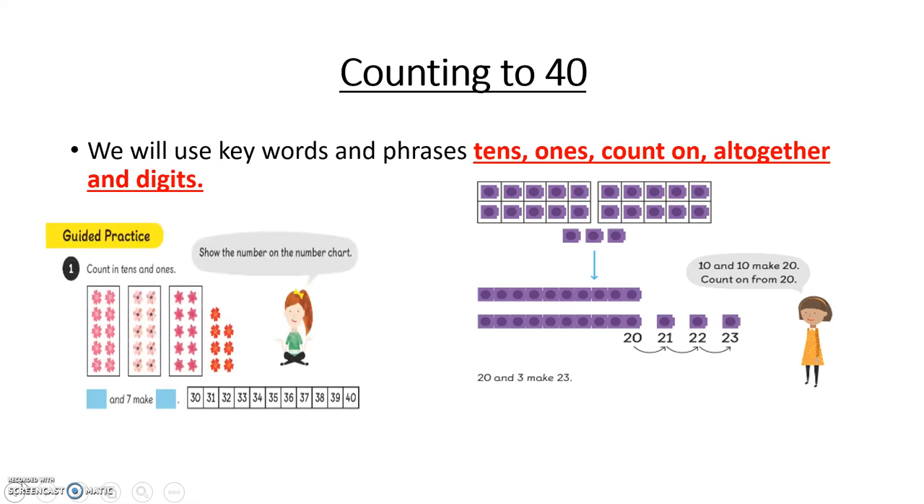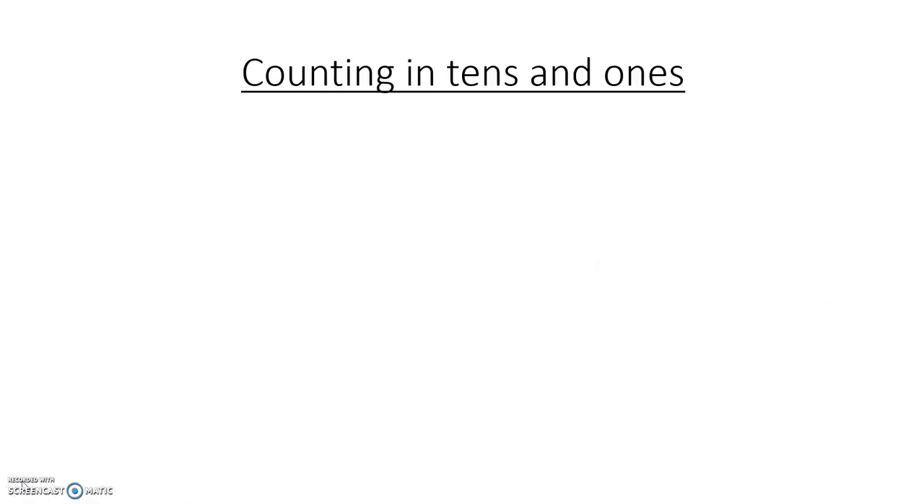We will be using number charts to count in tens and ones. We will also be using number lines. 30 and 7 make 37. How many tens are there? There are 3 tens. How many ones are there? There are 7 ones.